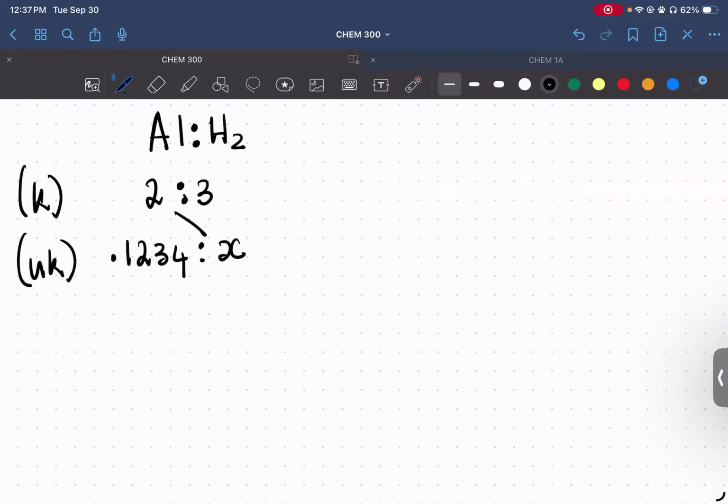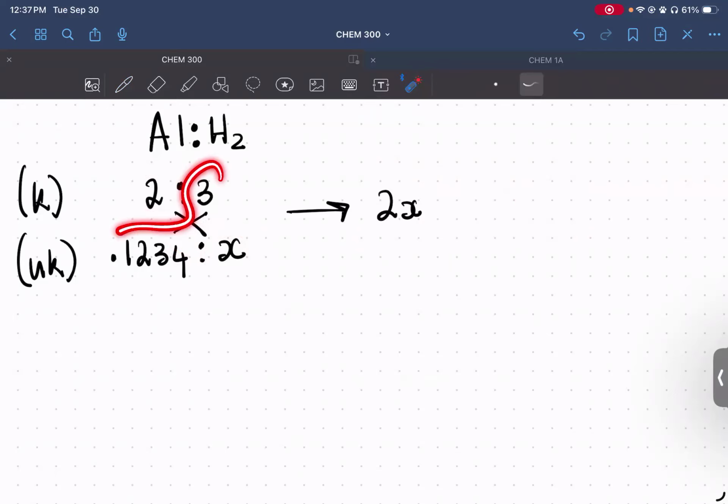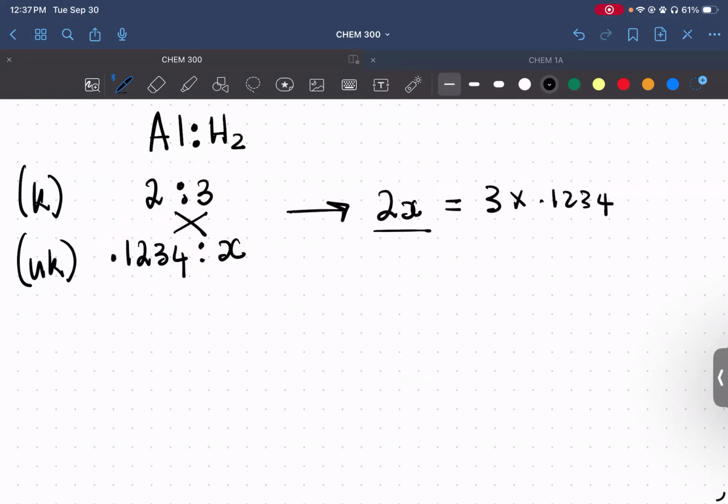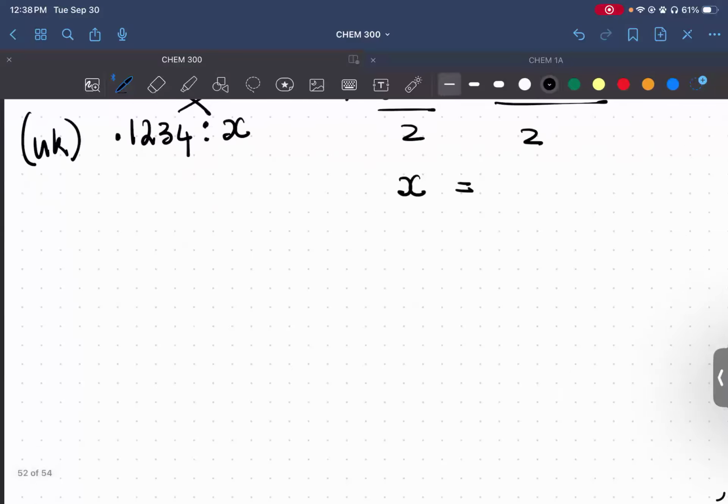The cross multiply tells us 2 times x is 2x, and 3 times 0.1234. And then from there, it's just dividing both sides by 2 to get our final answer, x. One other way it can help to think about these math problems is to use real-world analogies.